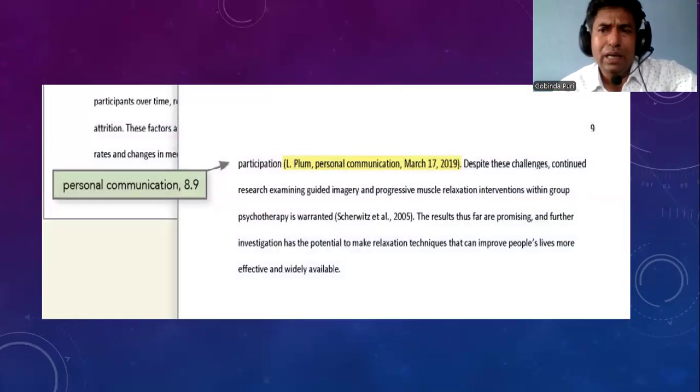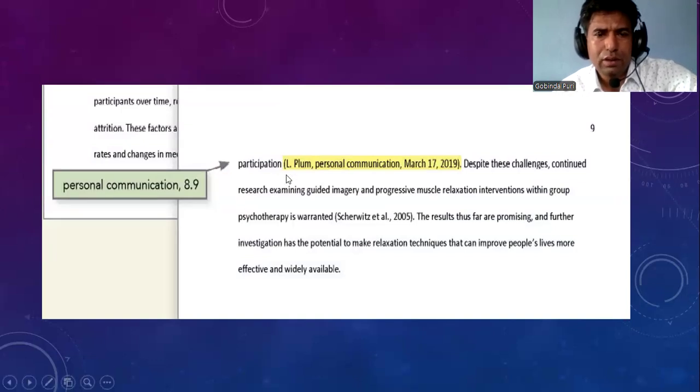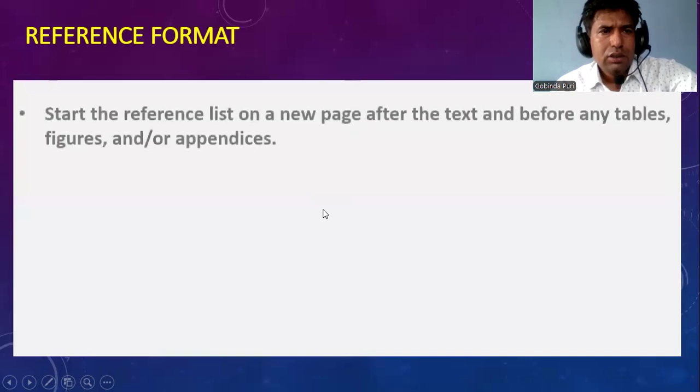Sometimes, if the idea is very important, then we can cite from personal communication. But when we cite from personal communication, we should do it this way in the in-text citation.